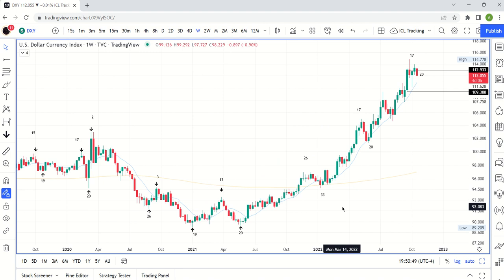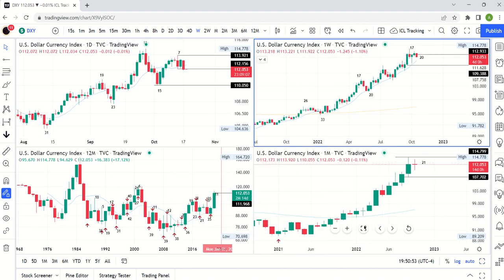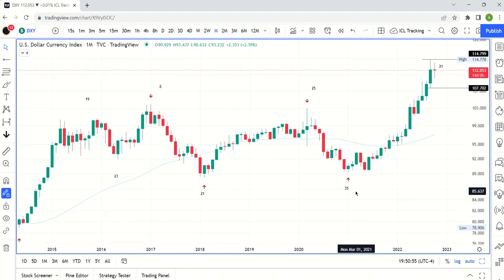Some people are saying late 2023. I mean, that remains to be seen. We're going to watch it. I tend to not try to predict levels per se.